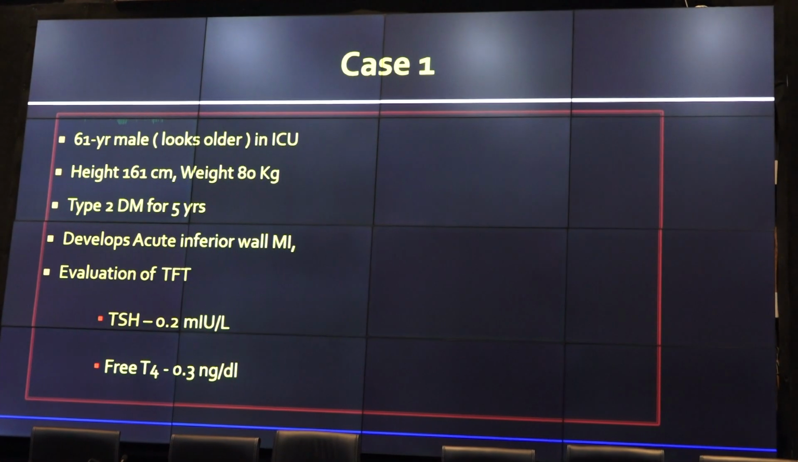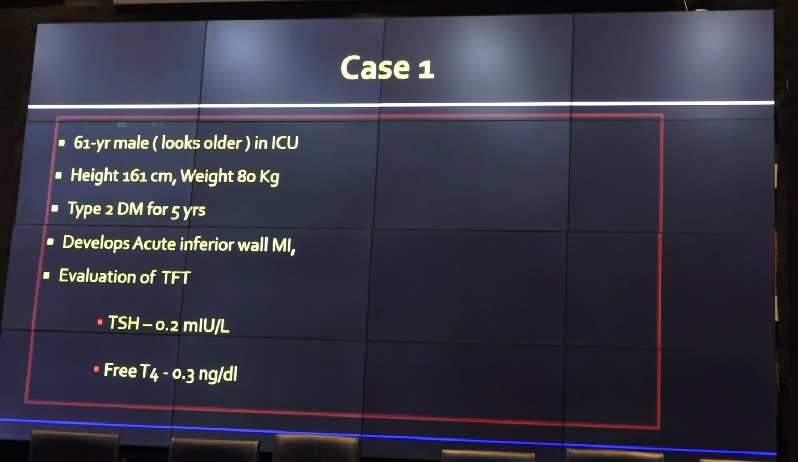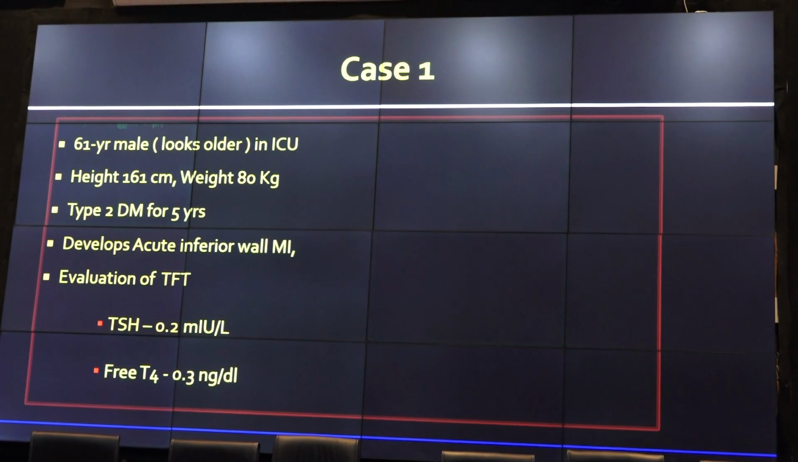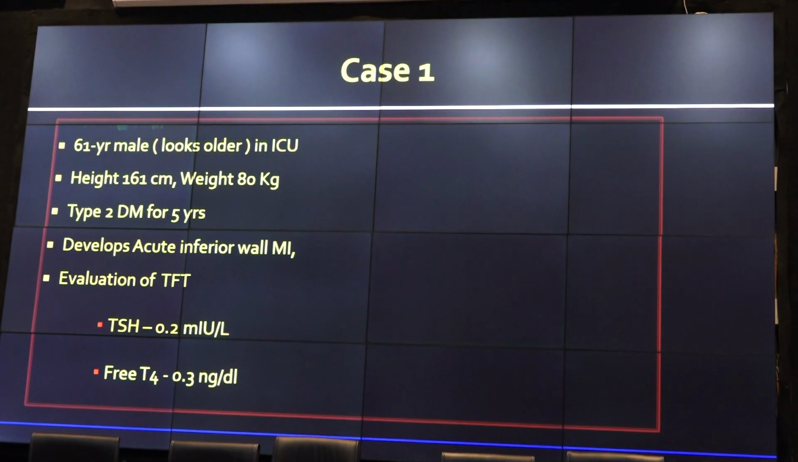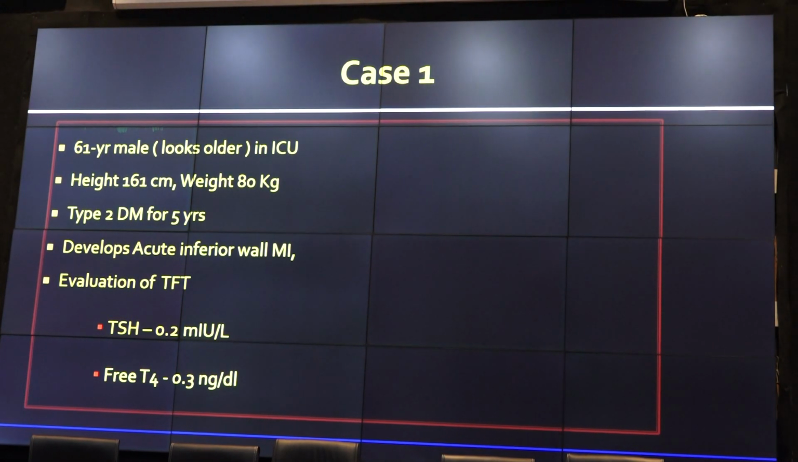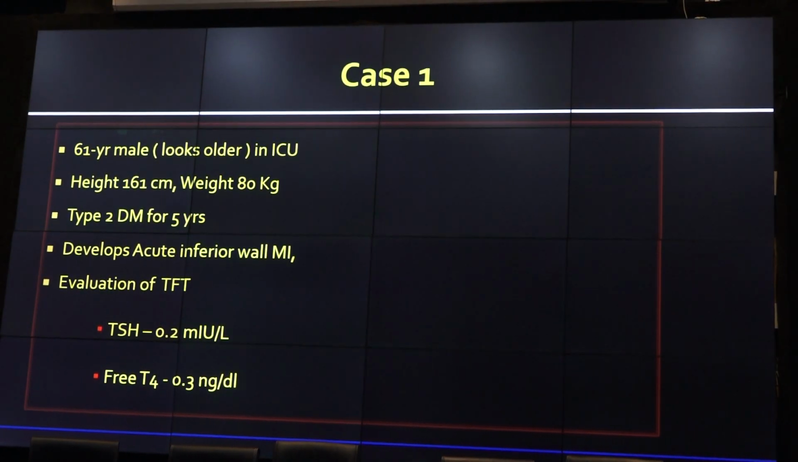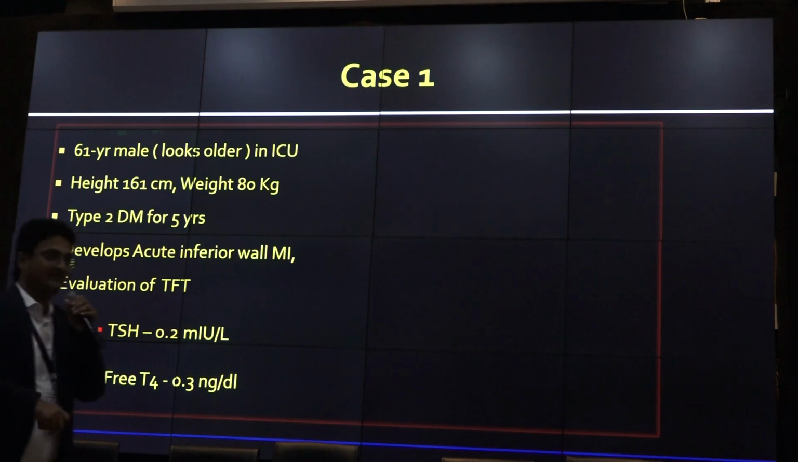This is a patient of approximately 61 years of age, obese, type 2 diabetes for 5 years, who develops inferior wall MI. TSH is 0.2 and FT4 is 0.3. Anybody? Sick thyroid straight away. Okay, one possibility.